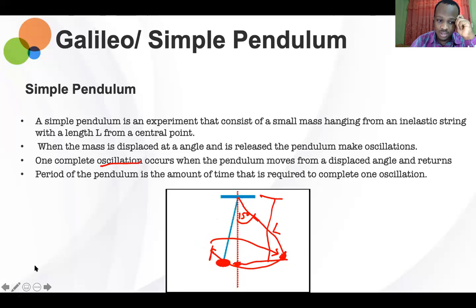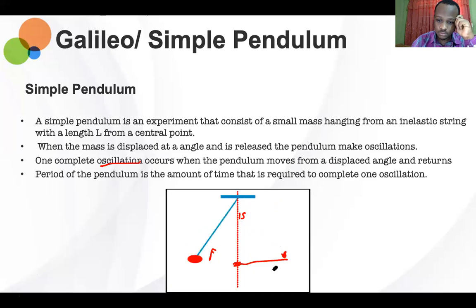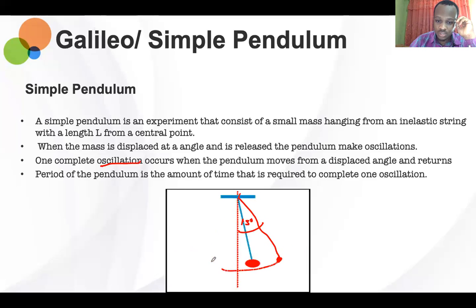All right, let me go over that again. One oscillation is defined as the bob moving from a displaced position and then returning back to its original position. So we have our bob here, say at 15 degrees, and we hold it here. We release it, the bob will go over this side, and then it will swing back over to this side. We call that one oscillation.